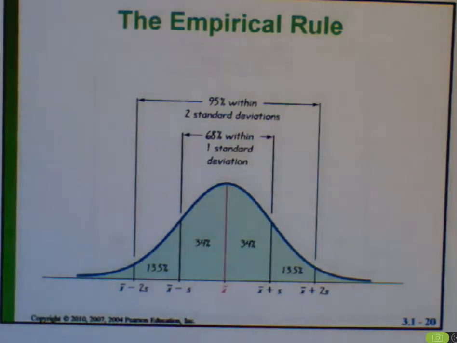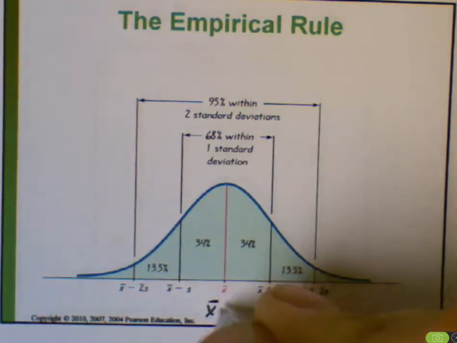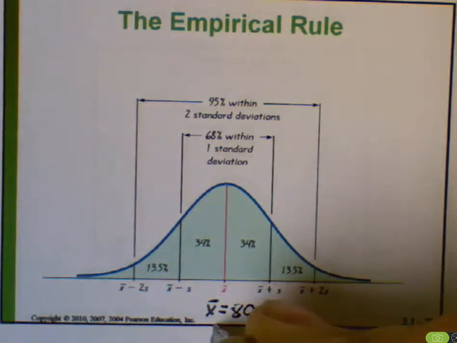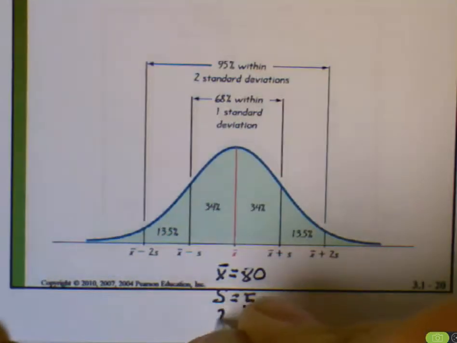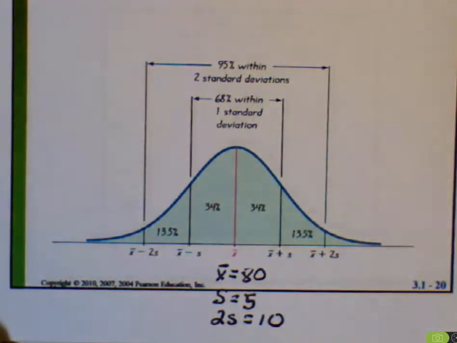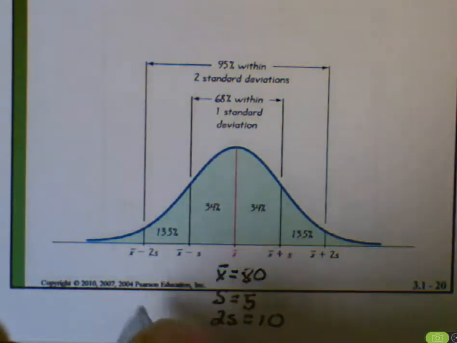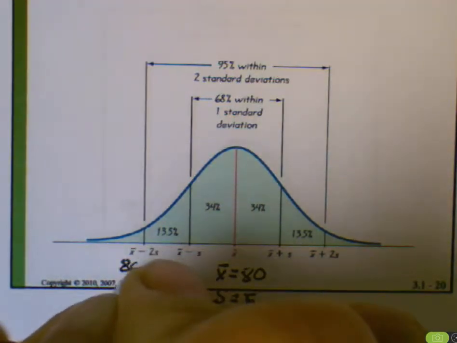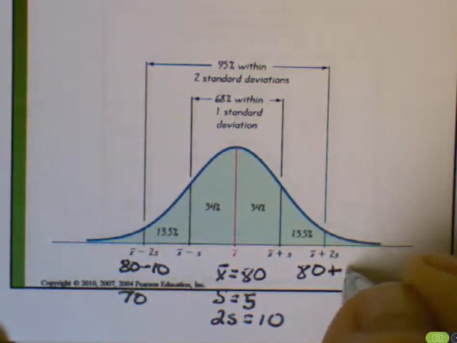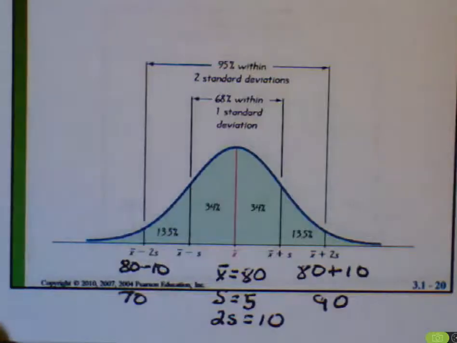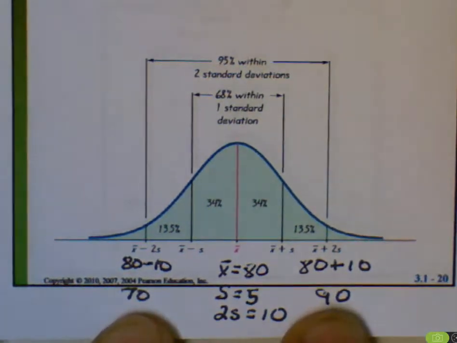The second part of the empirical rule says that 95% lie within 2 standard deviations of the mean. So again, if my test scores mean was 80 and my standard deviation was 5, then 2 standard deviations would be 10, and 95% of all test scores would lie between 10 points below the mean and 10 points above the mean. 95% of the scores would lie between 70 and 90.